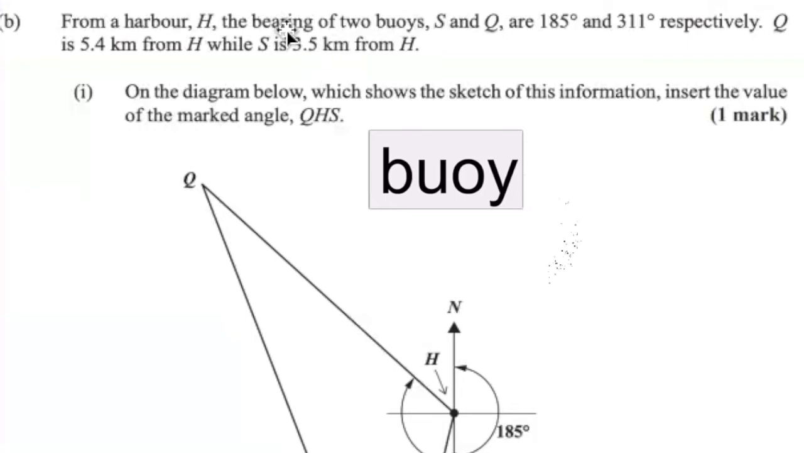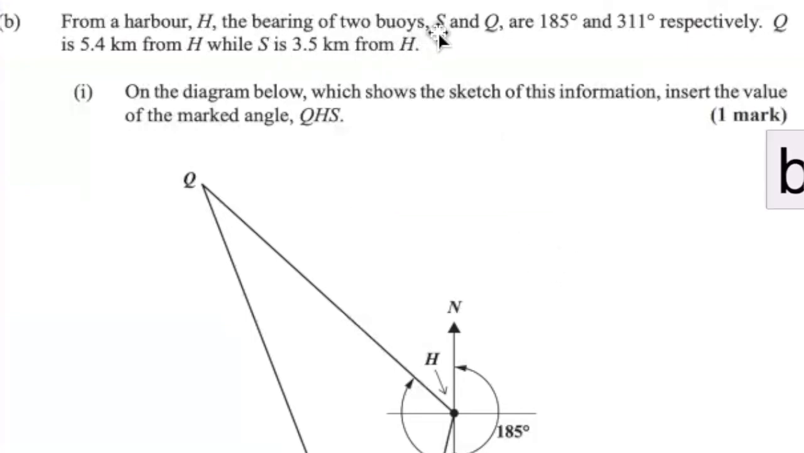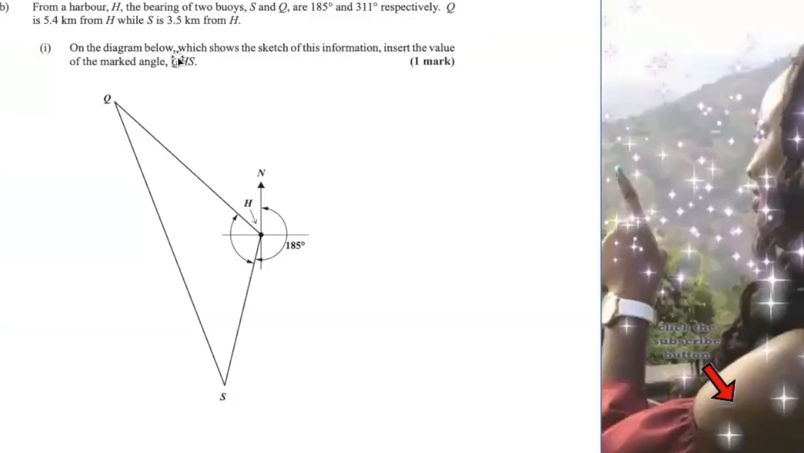So the bearings of the two buoys, S and Q, are 185 degrees and 311 degrees respectively. Q is 5.4 kilometers from H, while S is 3.5 kilometers from H. On the diagram below, which shows a sketch of this information, insert the value of the marked angle QHS.